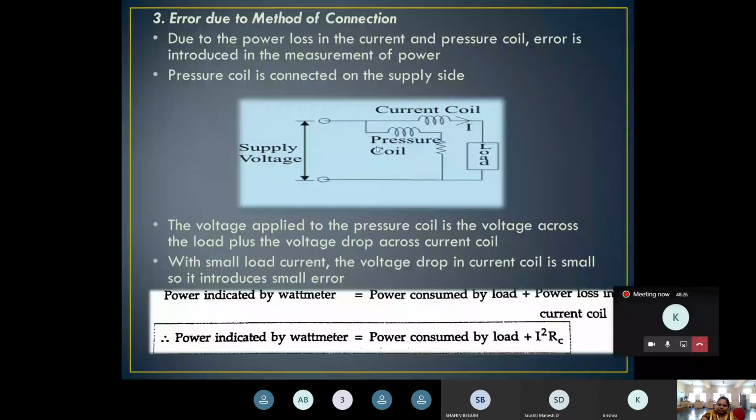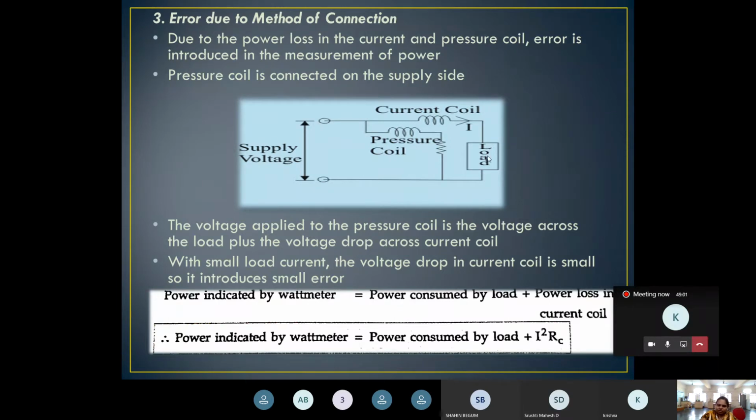Voltage applied across the pressure coil is nothing but the voltage across the load plus the voltage drop that occurs at the current coil. When we use this with a small load current, the voltage drop in the current coil based on the load is small, so it introduces a small error.